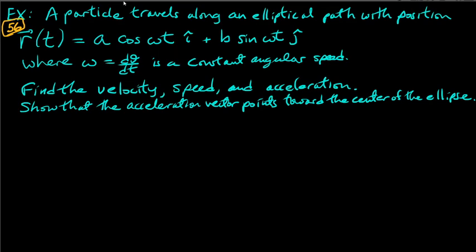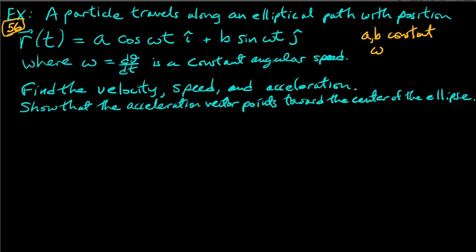So we're given that a particle travels along an elliptical path with position given by this position vector here. They don't say this, but a and b are constants, of course. And omega is the constant angular velocity, the constant angular speed. So omega is also a constant. And we want to find the velocity, the speed, and the acceleration.